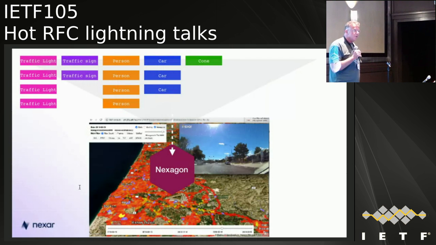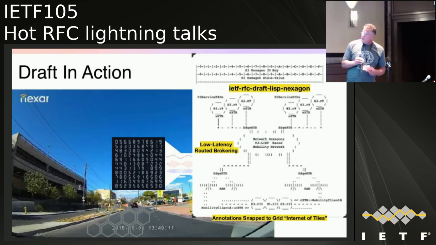So the solution is to pack up all these annotations as you drive in and assign it to a tile. That tile has an ID based on the location on the Earth, but also it's translated to an EID, which is a LISP address, which now makes it something I can send packets to. This addressing scheme allows me to share information between, let's say, a mobility car going here, a mobility car going there. This car sees this car's future, and vice versa. They can publish and subscribe to it.